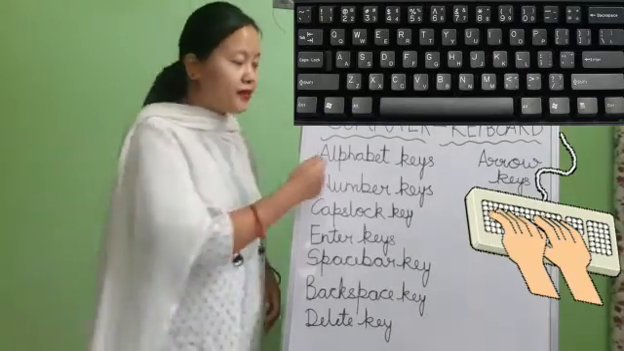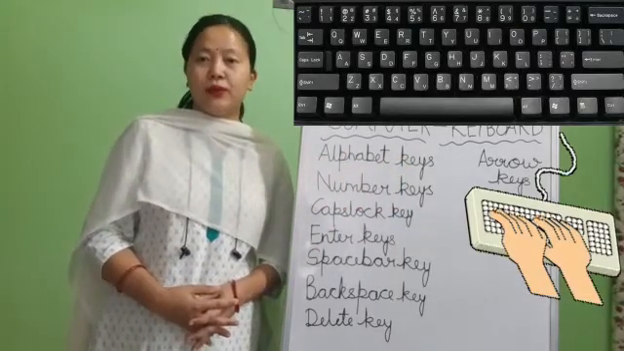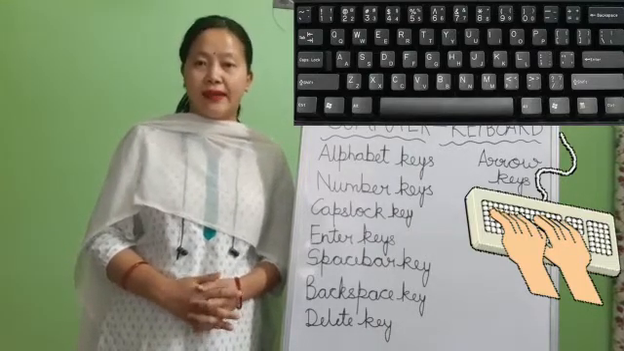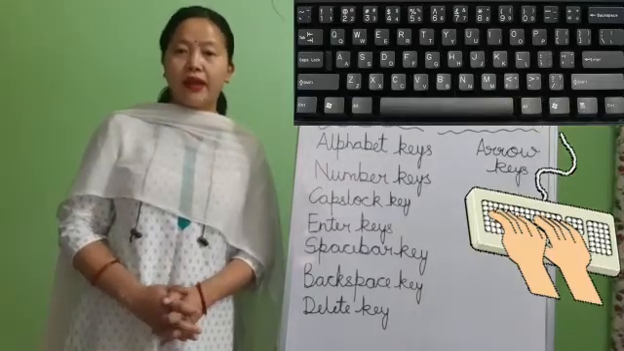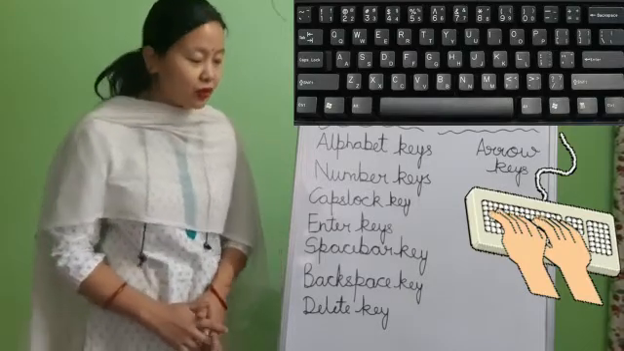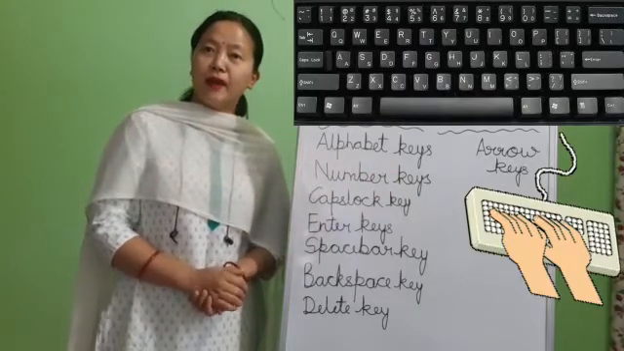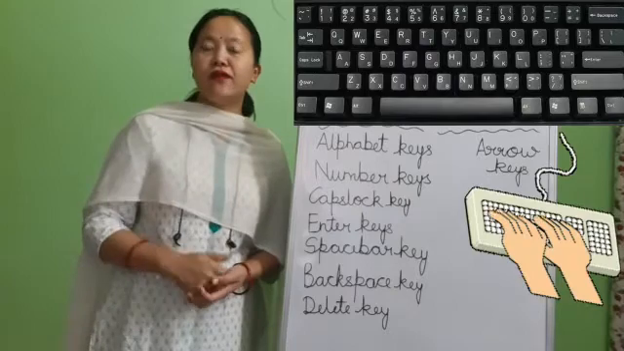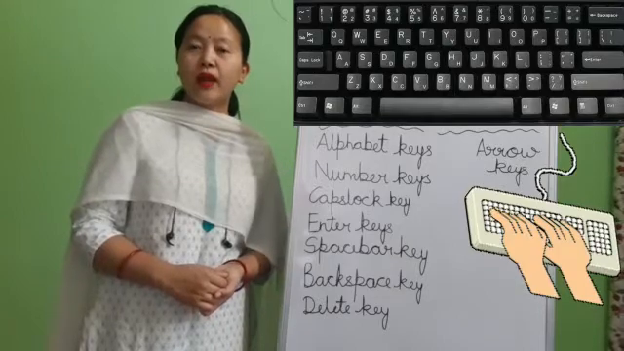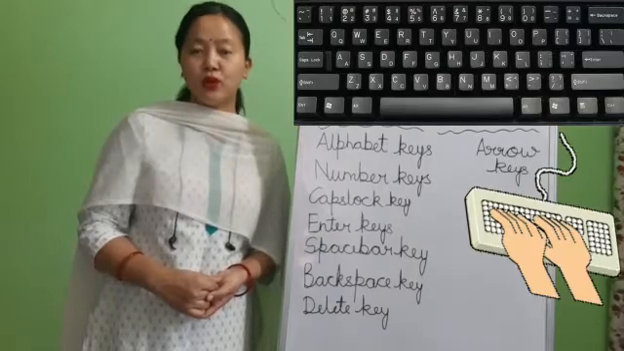Okay. Now children, first is alphabet keys. Alphabet keys are used to type letters, right? With the help of alphabet keys, we can type words and sentences. And children, there are 26 alphabet keys on the keyboard. Okay. Now children, next is number keys. Number keys are used to type numbers. There are two sets of number keys on the keyboard. And children, how many number keys are there on the keyboard? There are a total of 10 number keys on the keyboard, from 0 to 9.